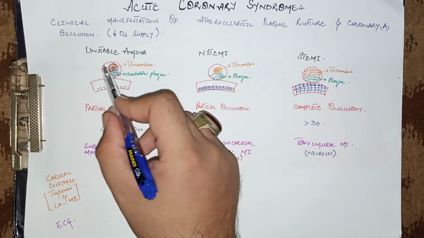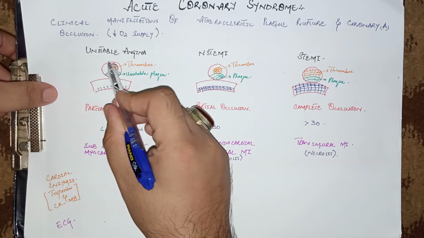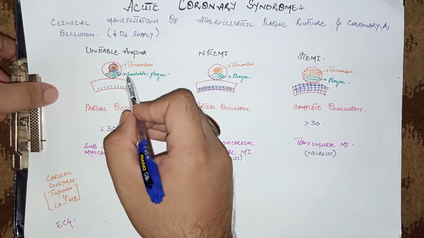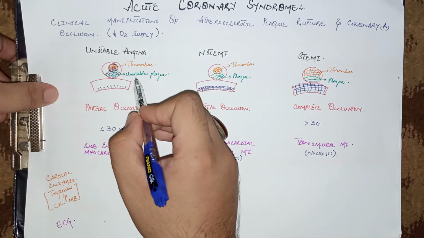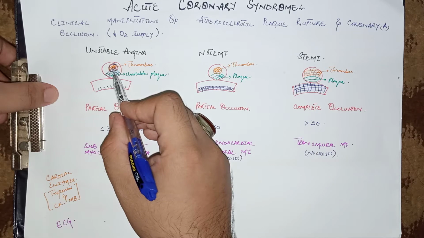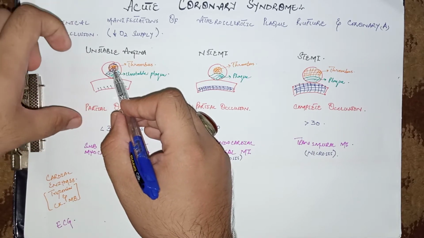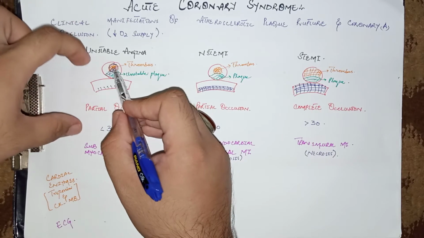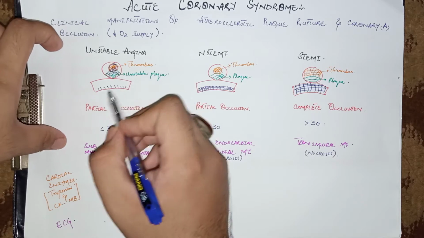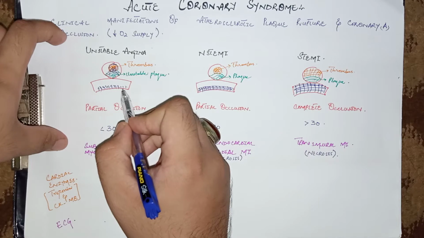Now let's talk about unstable angina. Let's talk about its pathogenesis first. Suppose this is the lumen of the coronary artery and here is the unstable plaque. As we know, the unstable plaque is more vulnerable to rupture and ulceration. Due to ulceration, it becomes thrombogenic, so platelets easily deposit on this unstable or dynamic plaque. So due to thrombus formation, there is a partial occlusion of the coronary artery, which causes subendocardial myocardial ischemia. It is basically a reversible injury.